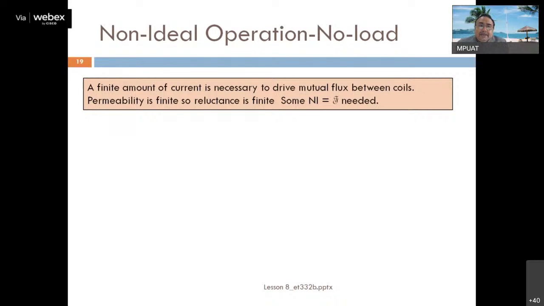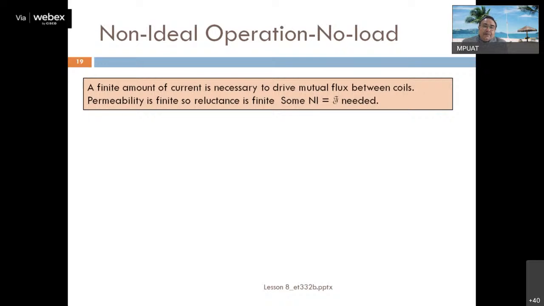A third thing: we assumed in the ideal case that the permeability is infinite, but in fact the permeability is not infinite, it is finite. So the reluctance, just as there is permittivity in the electric field, in the magnetic field it is permeability. Is it clear? This is not infinite, it is finite. So just as resistance is there in the case of an electric circuit, in a magnetic circuit we have a reluctance.